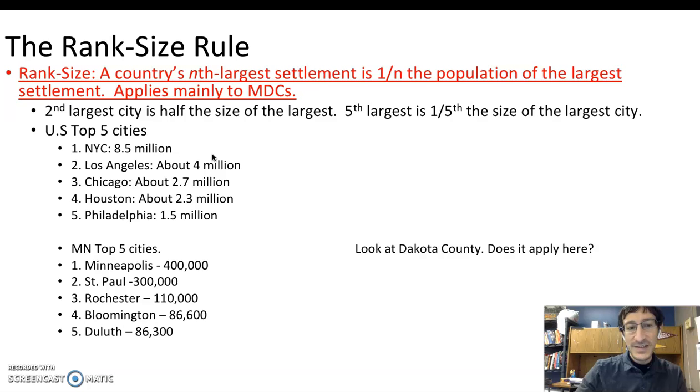And you can do it based on state too, a little bit, okay? Because Minneapolis, St. Paul, we're kind of one big metropolitan area. You can think Minneapolis has 400,000, St. Paul 300, so it doesn't really fit there. But Rochester, okay, has about 110,000, and that's about a third-ish of St. Paul, while Bloomington and Duluth, again, about a fourth and a fifth, relatively speaking. So it doesn't exactly apply within Minnesota, again, based on our information.